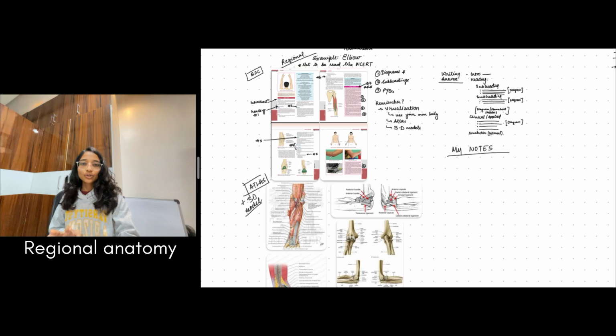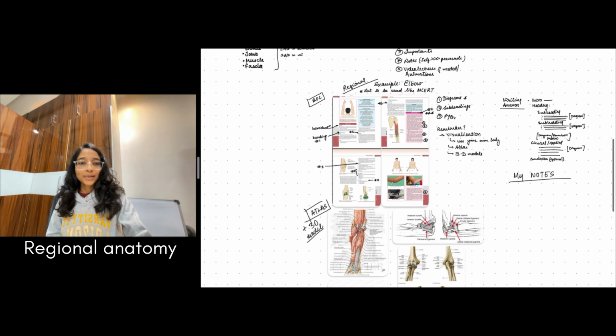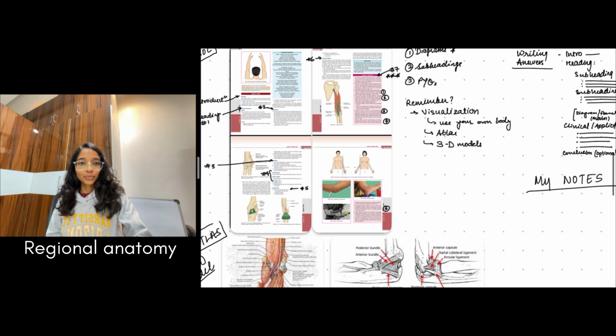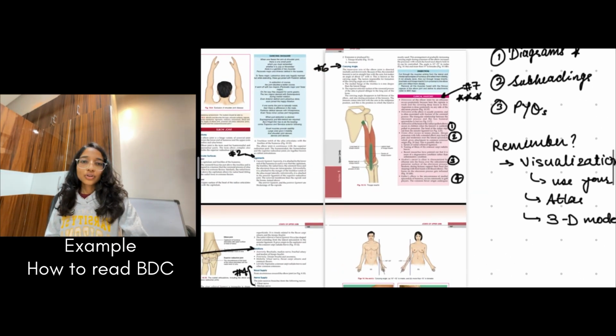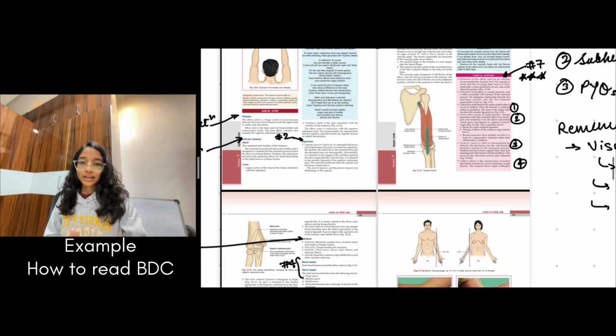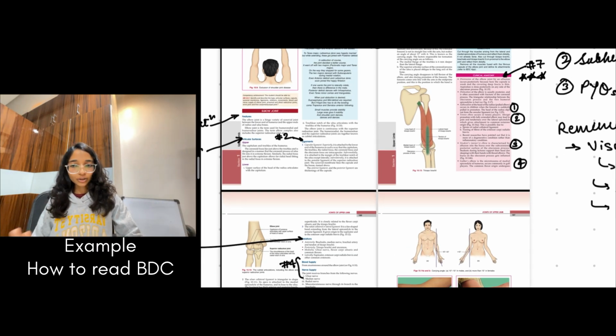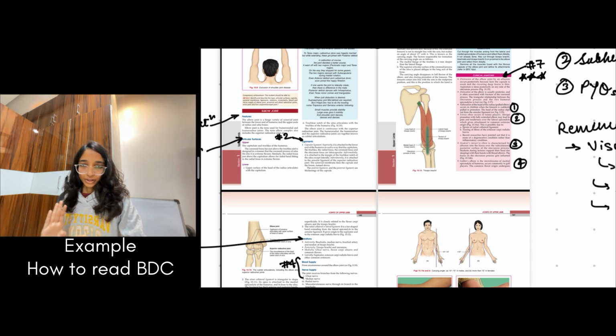So I'll teach you how I used to study regional anatomy, and I'll take elbow as an example. I'm not doing brachial plexus because I'm pretty sure there are more than enough videos on that already. So, first of all, do not read every single line of this book as if you were reading NCERT. Your NCERT days are over. You don't need to know every single word, right?